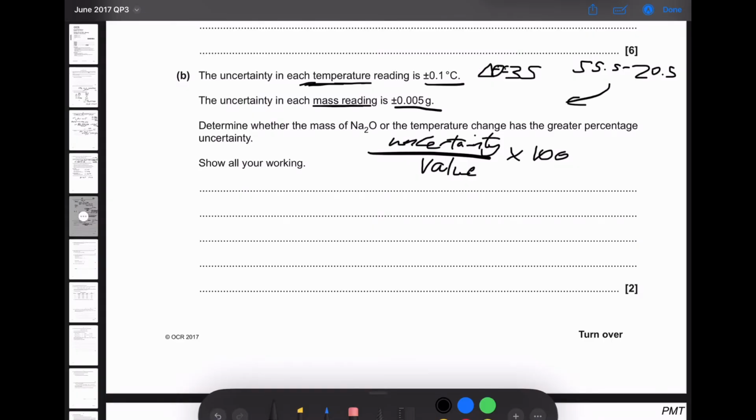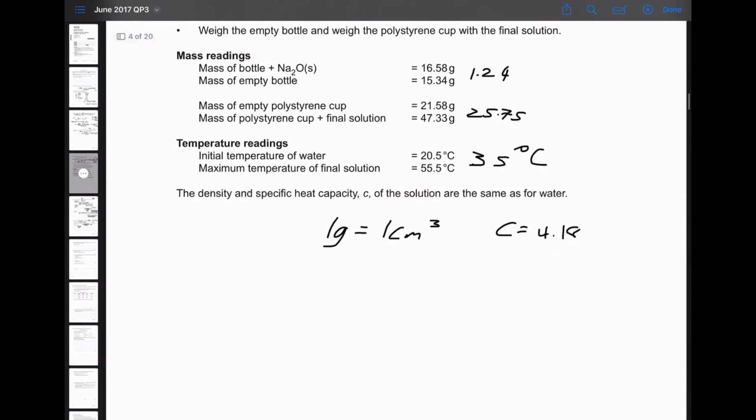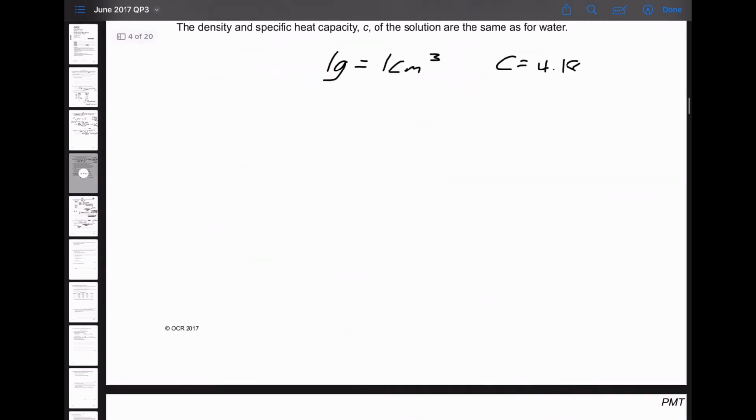So what are we going to do? Well, we're going to do our uncertainty, but because we had to do two measurements to find the change in temperature, it's going to be 0.1 times 2, because you could have got it plus 1 the first time and minus 1 the second time, so the greatest variance is plus or minus 0.2 over our actual value, which was 35. Let me just check that. Gosh, it's a long question. 35, awesome.